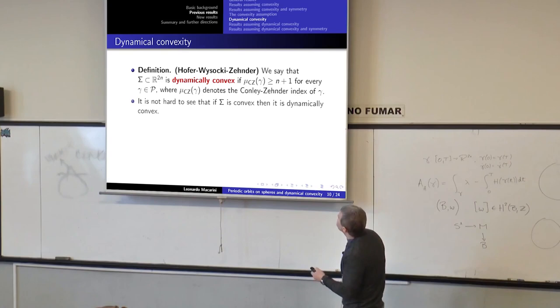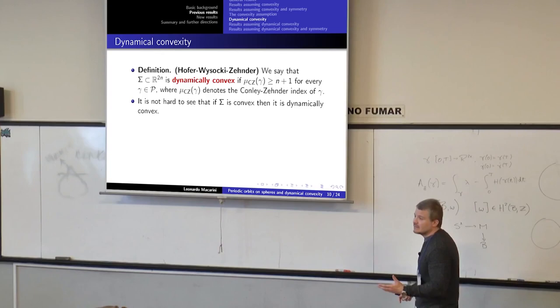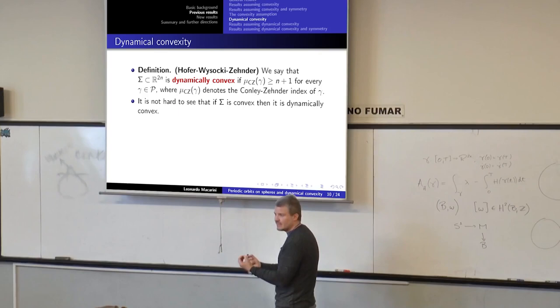And it's not hard to see that if sigma is convex, it's dynamically convex. This is the second point, about your question, what is special in the convex case. One thing that is special is that in the convex case, you have dynamical convexity.